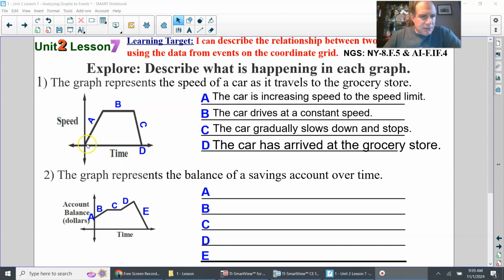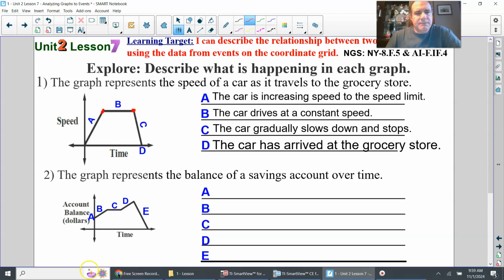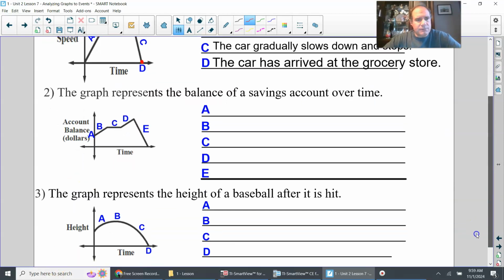Look at A. Going up to A right here is increasing speed to the speed limit. The speed limit might be here. The car drives at a constant speed right here. That's the constant speed, B. C, the car gradually slows down and stops, and then it stops right here. And the car has arrived at the grocery store at D. And now we're going to take a look at the second graph.